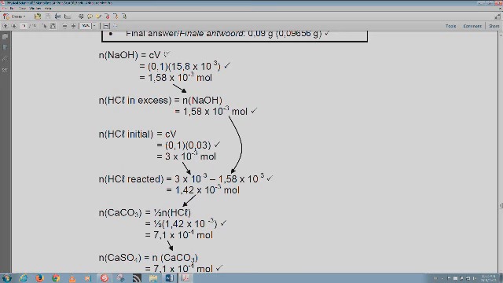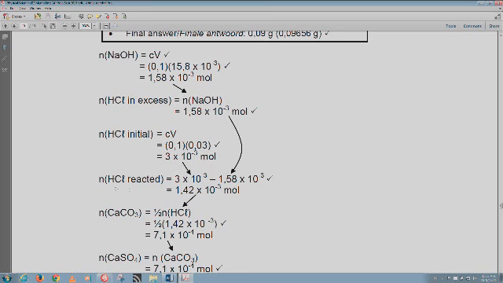And then for subtracting the initial moles of HCl minus the moles of HCl that are in excess, the learner will get the number of moles of HCl that reacted. So for subtraction of the initial number of moles of HCl minus whatever moles the learner got of HCl in excess, it's 1 mark.